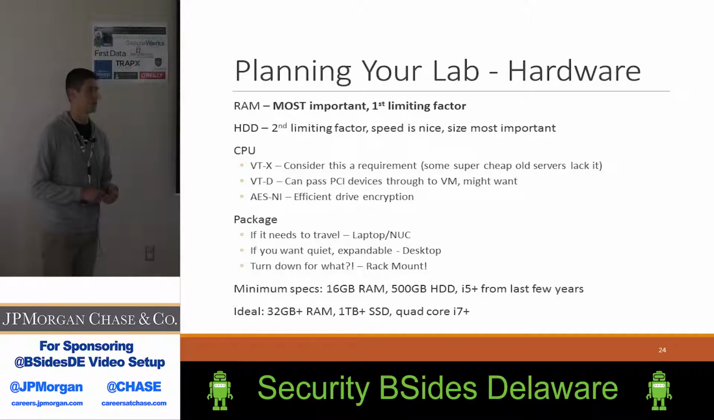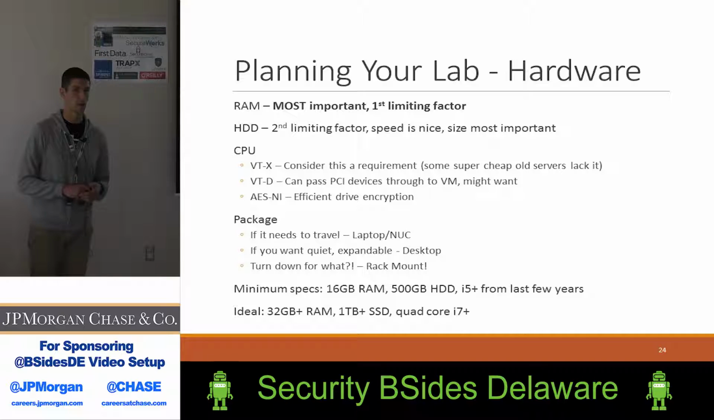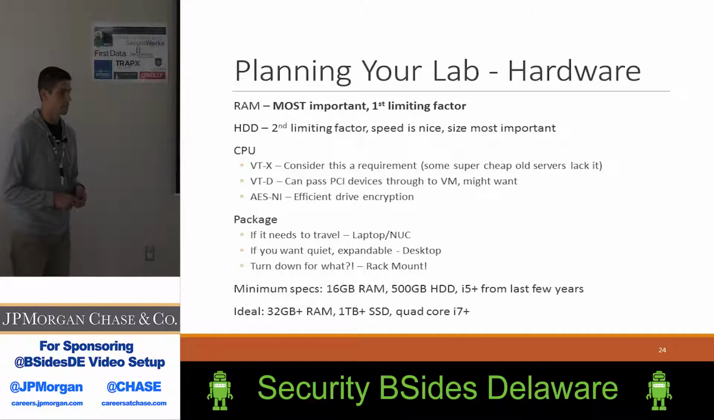Some more obscure stuff is going to be the specific CPU features. VT-x is the key one. VT-x allows your CPU to do efficient virtualization. Almost every CPU has it at this point. If you go back maybe to 2010 or before, you might be looking at some stuff that doesn't have it. But if you're going to buy lab hardware, that's the one key thing you definitely want to have, is make sure that processor supports VT-x.